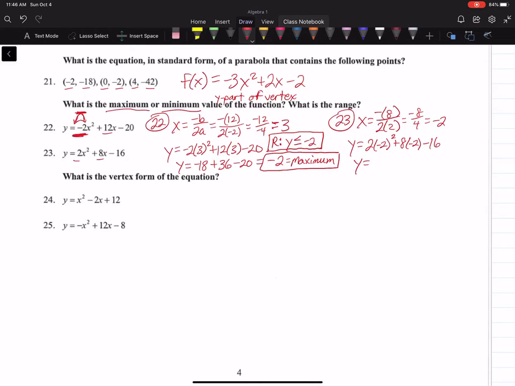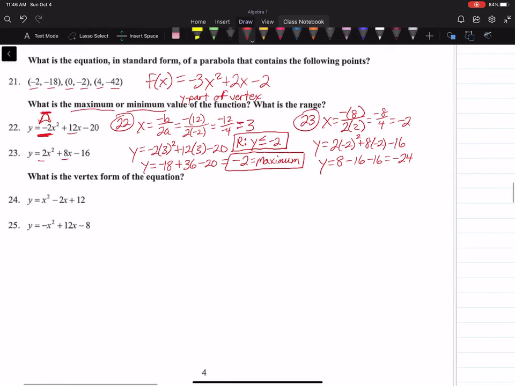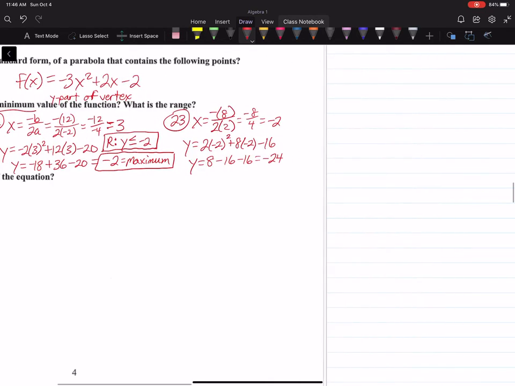So that would be, see here, 4 times 2 is 8, minus 16, minus 16. This is, let's see here, negative 16 plus 8 would be negative 8, and then negative 8 minus 16 is negative 24. And again, since a was positive, I know it's going up, which means this has to be a minimum, okay?